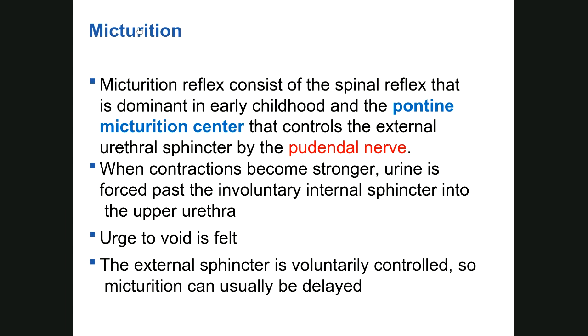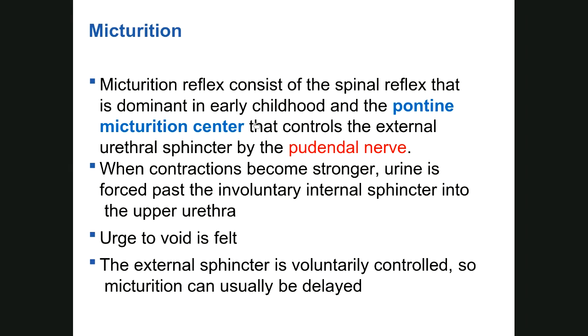The micturition reflex consists of a spinal reflex that is dominant in early childhood. That's why we tend to use diapers in childhood, because the pontine micturition center has not yet developed and is not dominant in controlling urination. So it is basically controlled by the spinal reflex. Once the bladder is filled, the reflex immediately relaxes the sphincter and urination happens. Of course, this requires training in children to train their pontine micturition center to stop this reflex and make urination happen only when it is convenient.